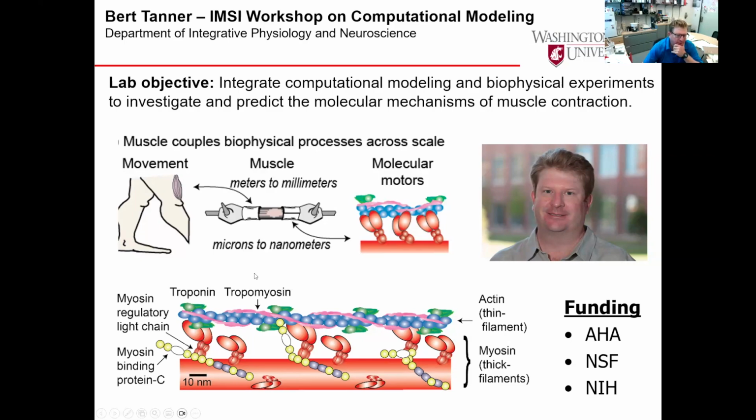And so just as a very small introduction, a lot of the proteins that we're going to be talking about modeling today are shown here at the bottom of the slide, where we've got the thin filaments that are made primarily of actin shown in blue there.